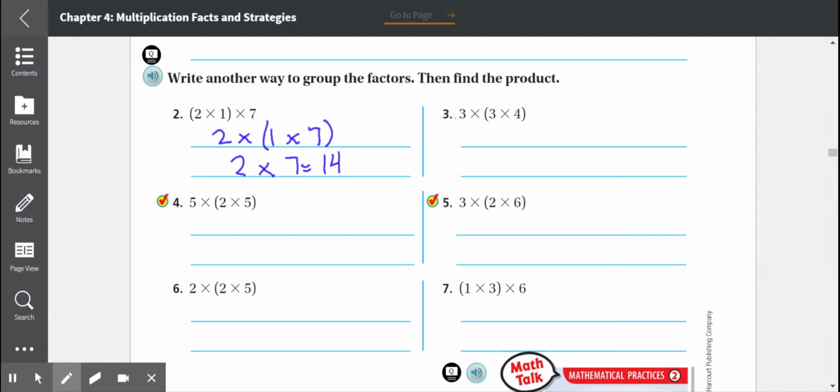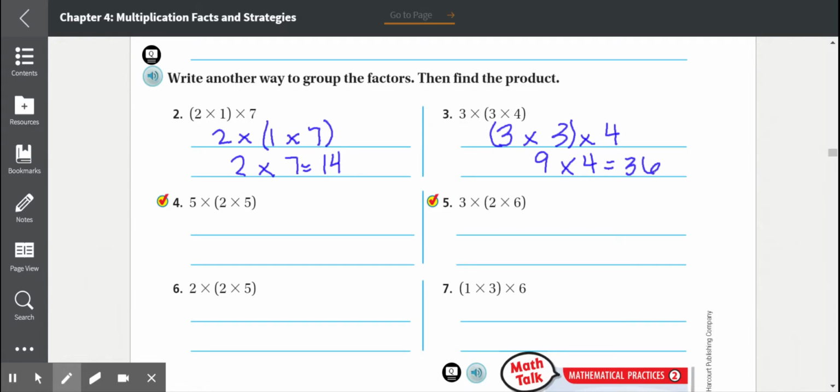Okay, let's do it again. 3 times 3 times 4. But we're going to change the grouping. So instead of the 3 and the 4, it'll be the 3 and the 3. 3 times 3 is 9. And then we have to times that by 4 to get 36.